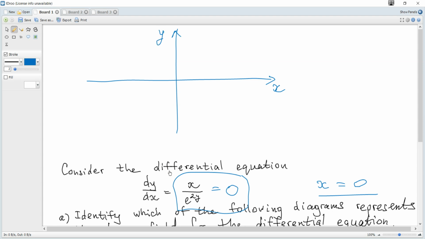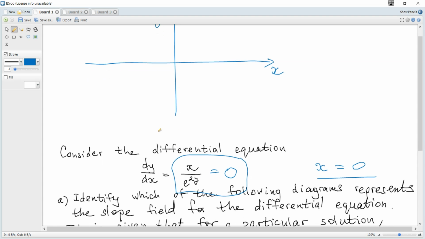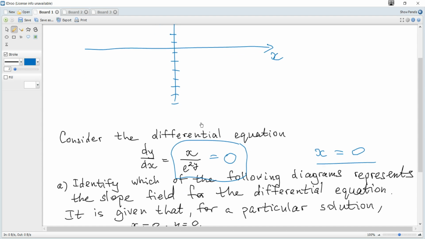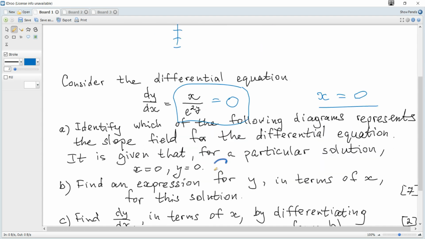But what does dy over dx mean? dy over dx means a gradient, or tangent, and derivative at the point. It means the gradient of the tangent to the curve y over x, which is a solution to the given differential equation at a given point. And everywhere where x is 0, there must be horizontal tangents. And such a pattern is for C. So for A, the answer is C.